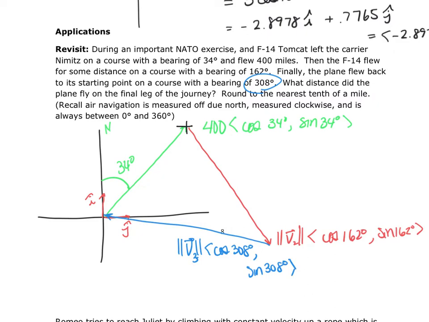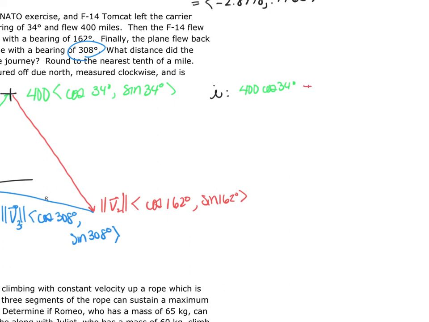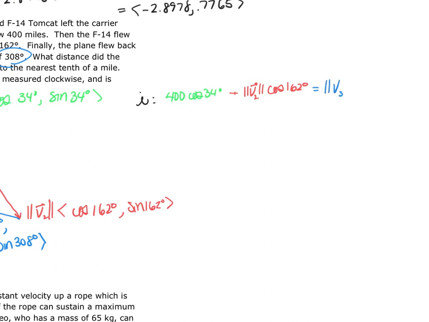Now, this is what I know by my vector addition and subtraction: my components in the I direction, which is the first one, the 400 cosine of 34 degrees, plus my component in the I direction of the second magnitude, the cosine of 162 degrees, has to equal the magnitude in the third vector and its I component, the cosine of 308 degrees. So, because it's an addition of vectors.